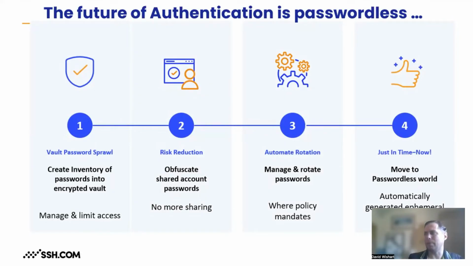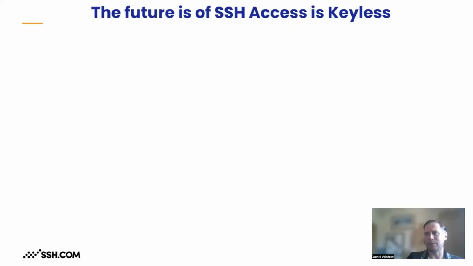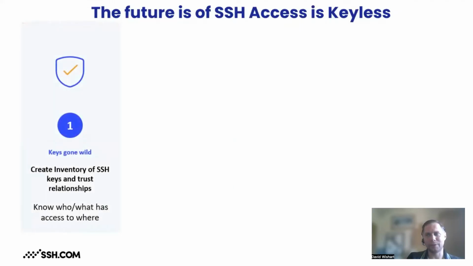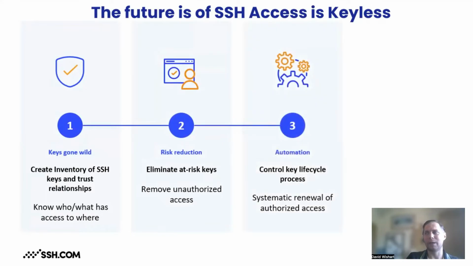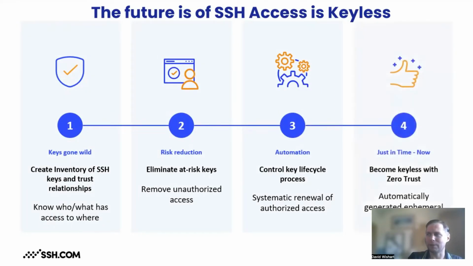So here, you have an automatically generated ephemeral certificate for access each time you authenticate. And similarly for SSH, if you make an inventory of all your SSH keys and trusts that you have, so you know who has access to what using your SSH keys, then you remove the keys that are providing unauthorized access, and then you move into an automated recycling of those keys that are providing authorized access. But then you can also move towards a keyless zero trust connection.